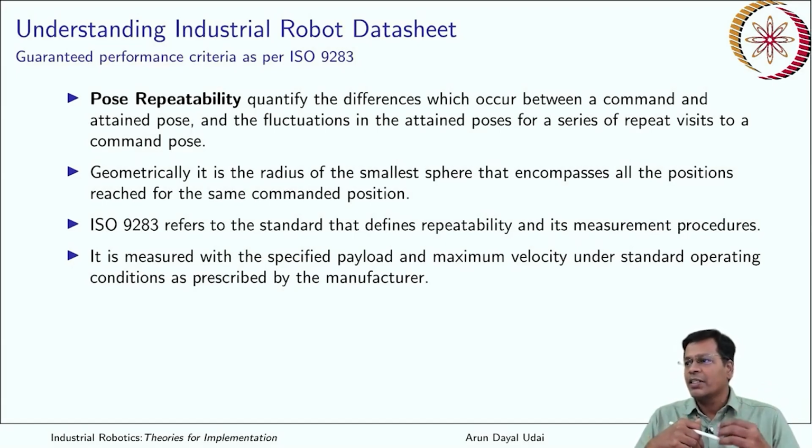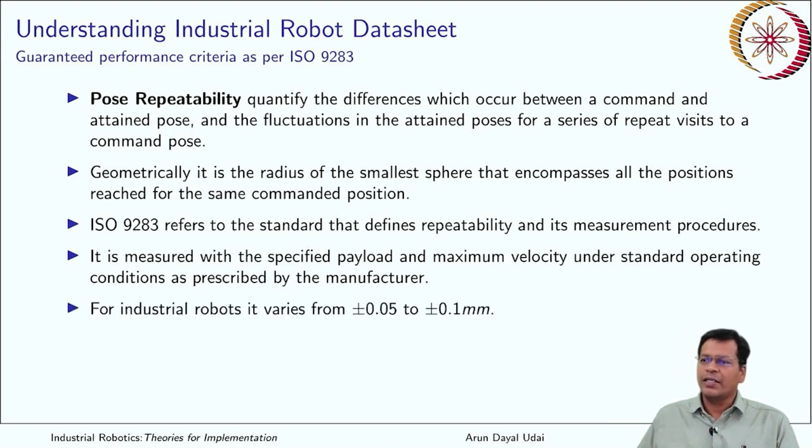Maximum velocity under standard operating conditions as prescribed by the manufacturer. So if the manufacturer says maximum velocity is 1 meter per second, repeatability should be measured considering this velocity while doing those experiments. For an industrial robot, it varies somewhere between 0.05 mm, so far as I have used, to plus minus 0.1 mm. So you can imagine how stiff these robots are, and how good the controllers are.